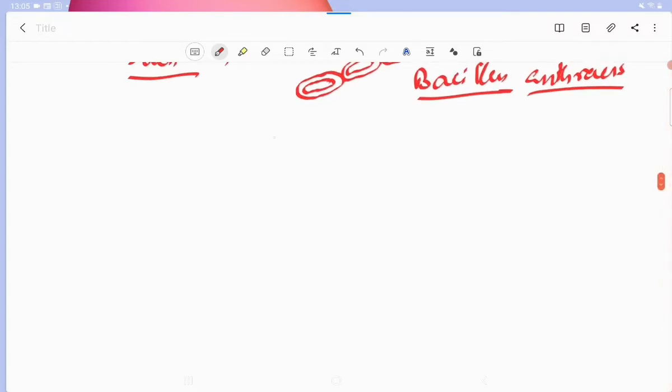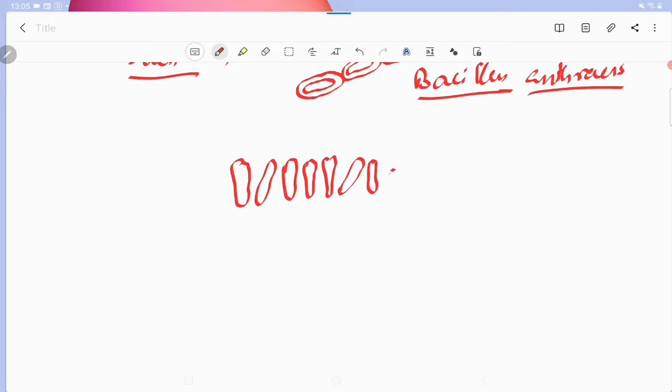Then the next arrangement: sometimes bacilli divide in a longitudinal direction, a vertical plane, and they should remain adhered, but they become separated. But even after separation, it seems that they are aligned one after another like matchsticks, or sometimes it is called a Chinese letter-like arrangement. This kind of arrangement is seen in case of Corynebacterium diphtheriae.